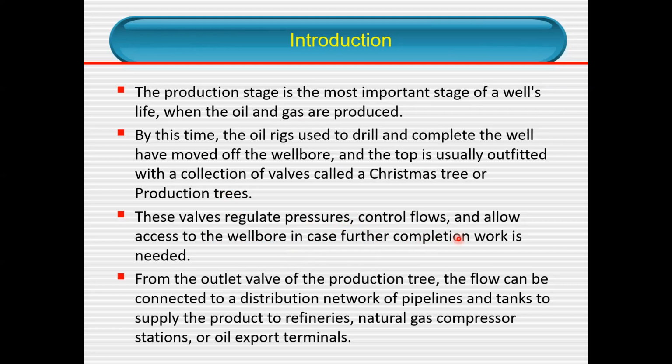This completion work means things like solid cleanup or other elements that you want to put into the tubing and casing so that you have a smooth flow of this crude oil. From the outlet of the production tree, the flow can be connected to the distribution network of pipelines. Of course, as in the first slide that I showed you, once it reaches the surface, the wellhead, or you can call it Christmas tree or production tree, it goes through the pipeline, through the separators, and finally into refineries, then to the vessels, to the sales point, to the oil export terminal.